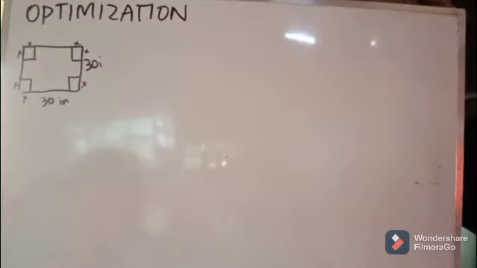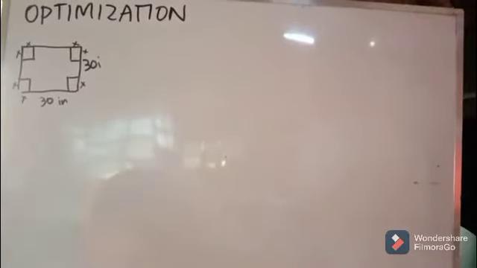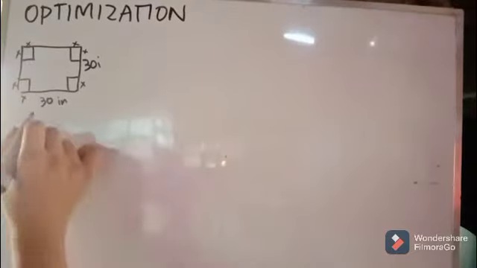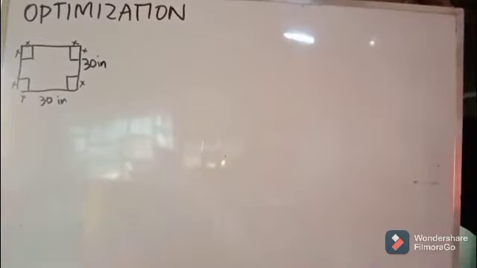For the last problem is optimization. So the problem is, an open box with a square base is to be constructed from a 30 inches by 30 inches square cardboard by cutting out squares from each corner and bending up the sides. Find the dimensions of the box that will have the largest volume. What is the volume of the box?